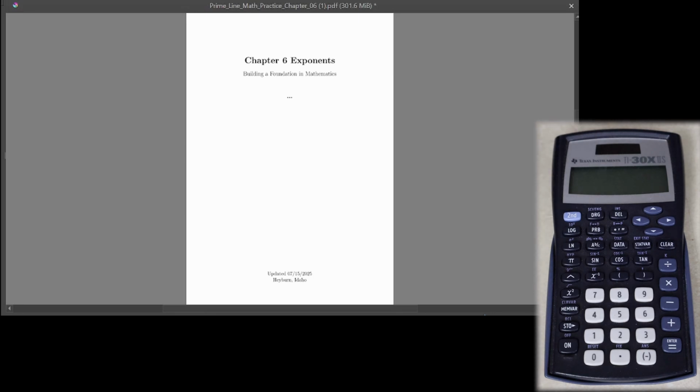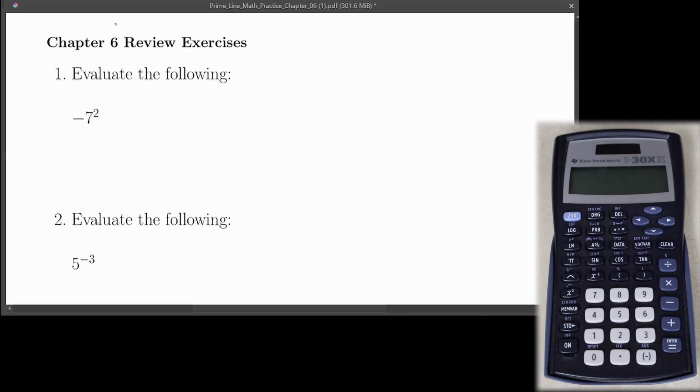Chapter 6, Exponents. Begin by looking at page 2. Alright, in this exercise we are going to evaluate the following exponents.